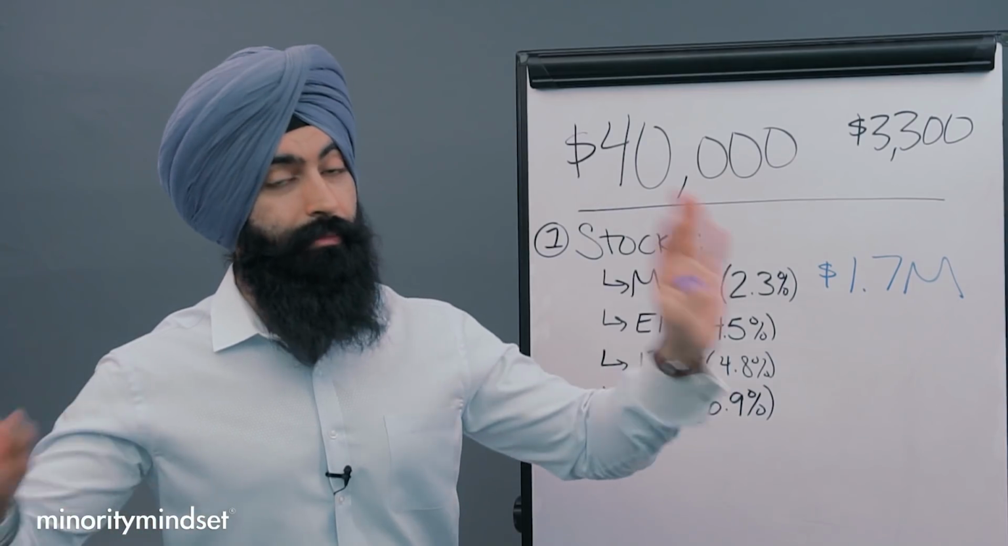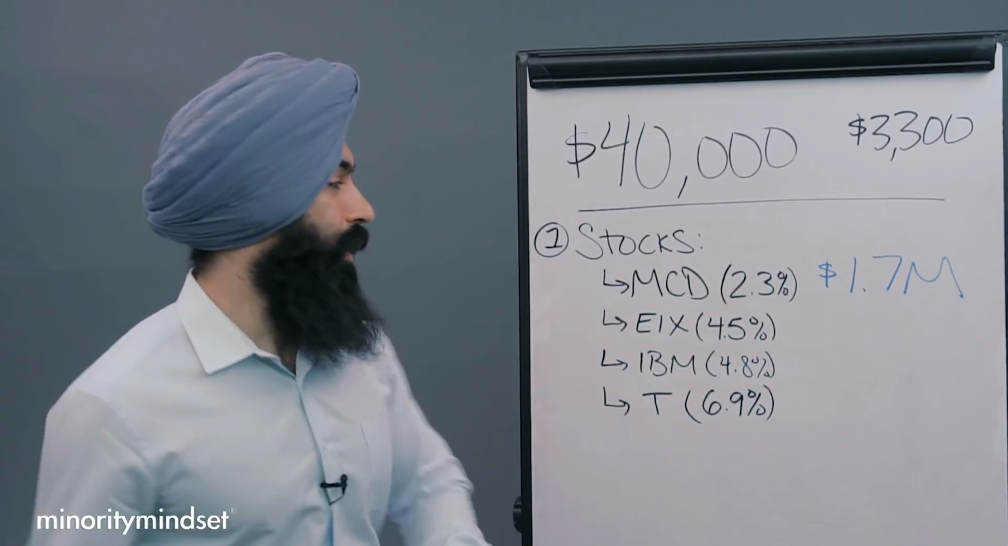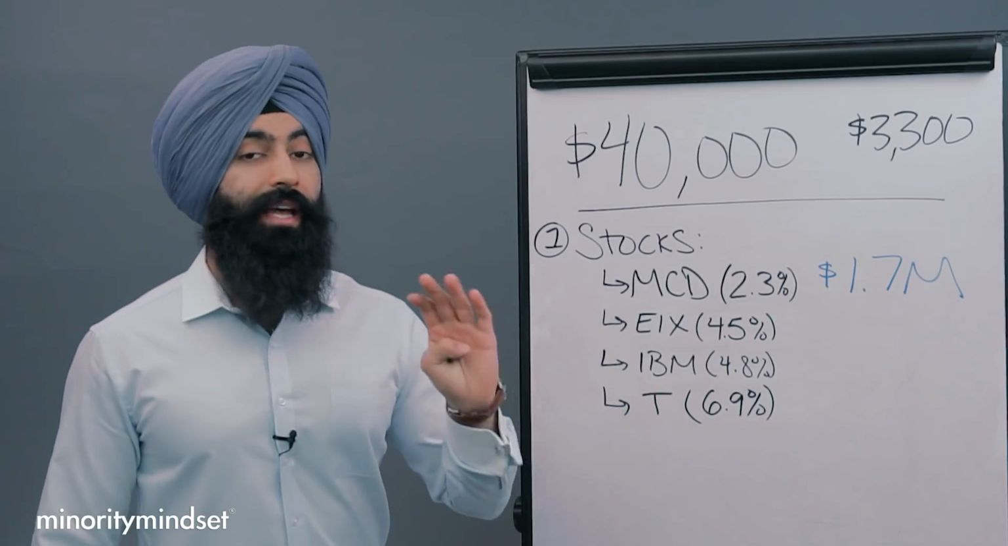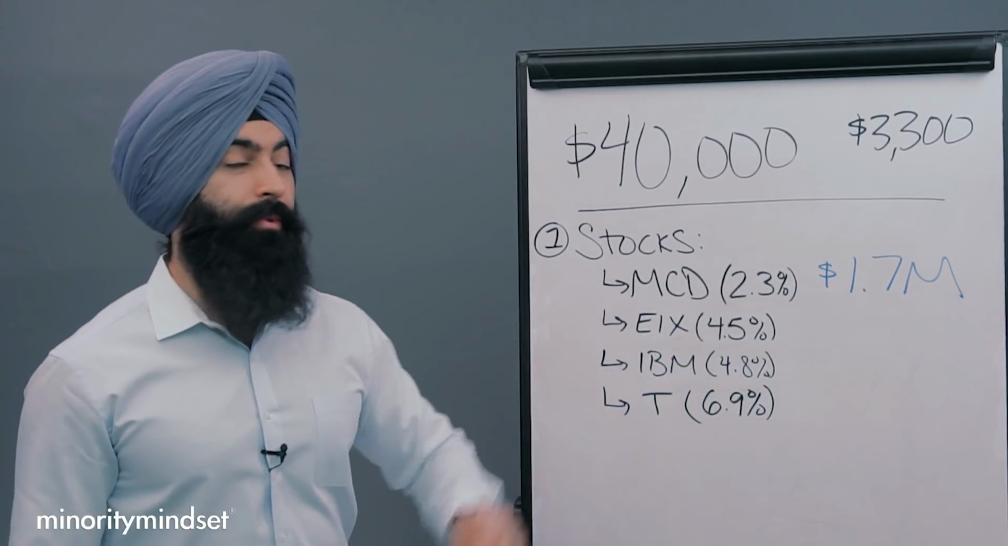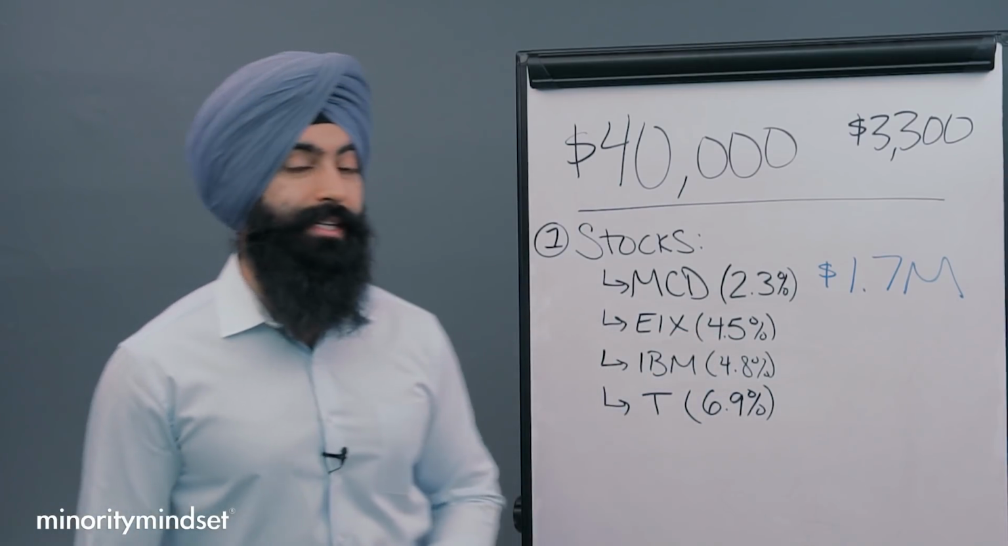Now, I know this is going to seem like a lot of money, but I'm going to show you how you can accelerate this. EIX, this is Edison International, the electricity company. They pay out right now, at the time we're recording this video, a 4.5% dividend yield.